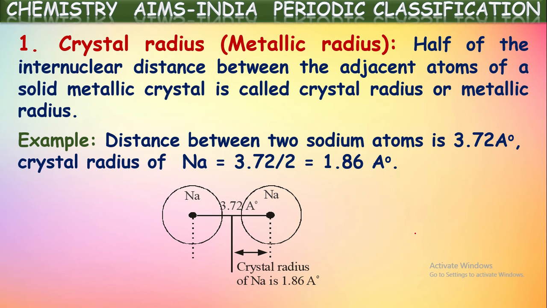We are telling half of this distance is taken as atomic radius or metallic radius. So 3.72 by 2, that is 1.86, is considered as metallic radius or sodium atom radius. Okay, that is taken as 1.86 angstroms. That is considered as crystal radius or metallic radius. Got it?